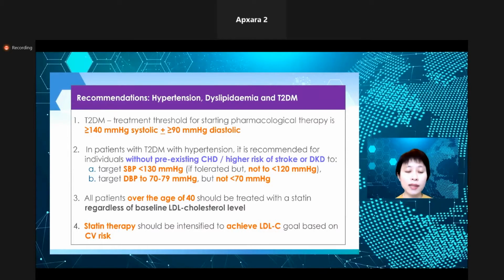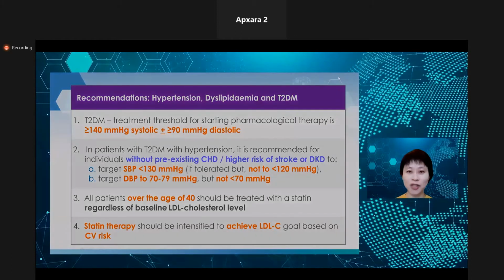Now, statin has been well established as the agent to confer cardiovascular protection for patients with type 2 diabetes mellitus. In those at very high risk of cardiovascular disease, there's now evidence for even more aggressive lowering of LDL cholesterol through intensive lipid lowering therapy. With that, I thank you for your attention.